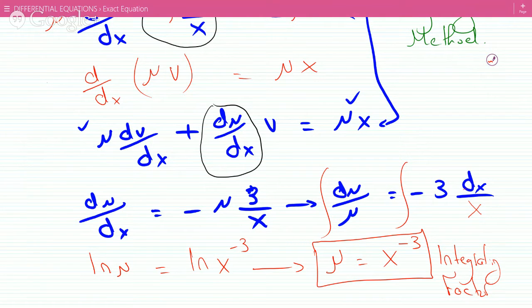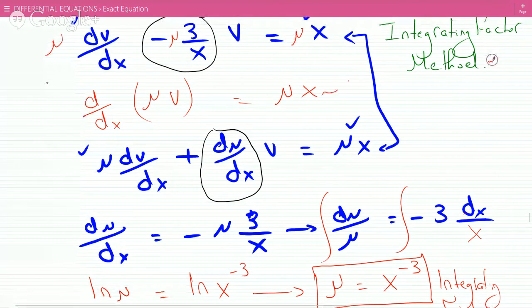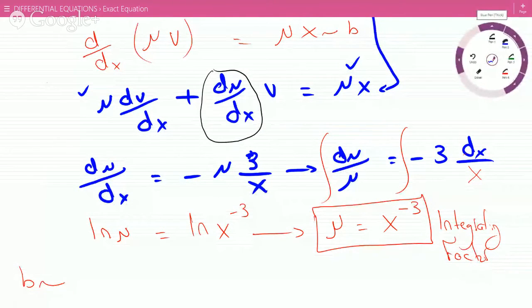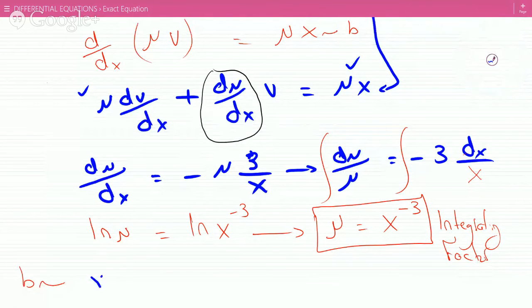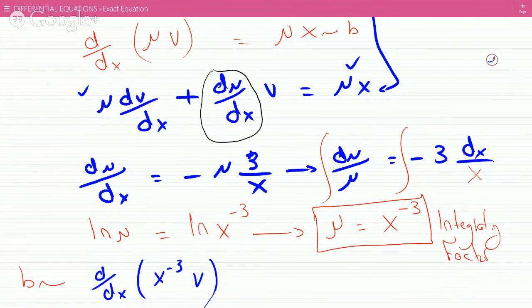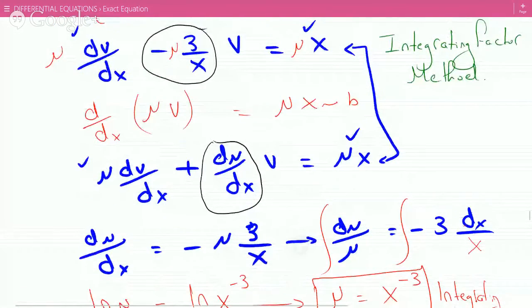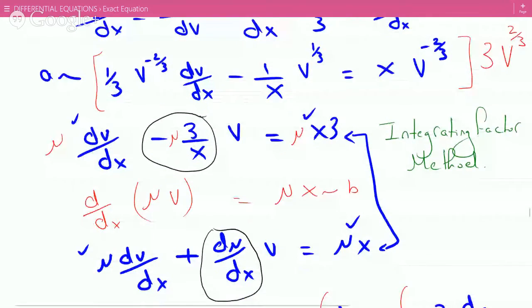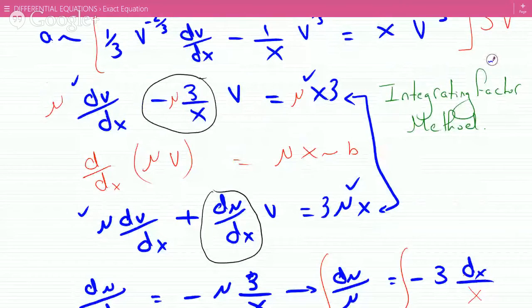And we're gonna go back to our equation right here. Let's call this equation b, and we're gonna plug in the integrating factor there. So b becomes d over dx of x to the -3 times v. Oh yeah, we forgot the 3 here. There's a 3 here. That's what I was thinking.